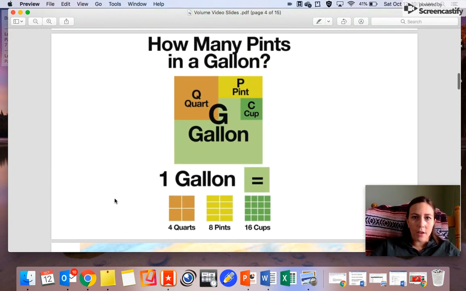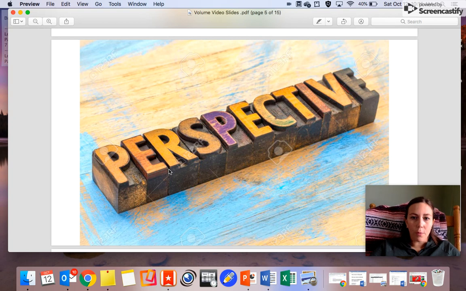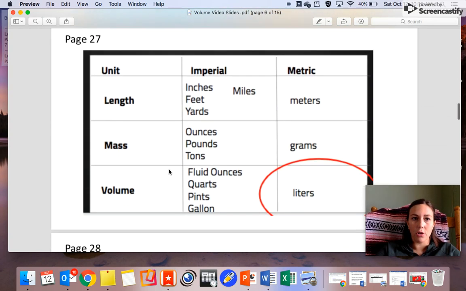So again, the numbers: there are 16 cups in a gallon, there are 8 pints in a gallon, and there are 4 quarts in 1 gallon. But you can also buy a half gallon of milk. But why wouldn't you just say it was 2 quarts then? I don't know, it's super confusing. So we're talking about perspective and the different places we are in the world and how we talk about measurements. So we just got finished talking about length and talking about mass, and now we're talking about volume. Things are just talked about differently.